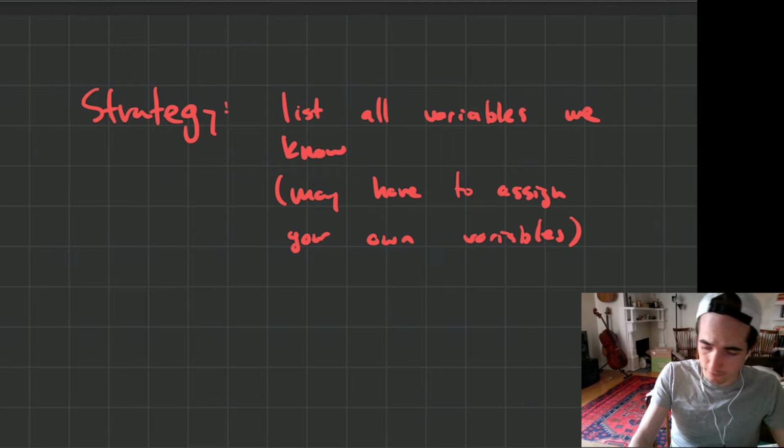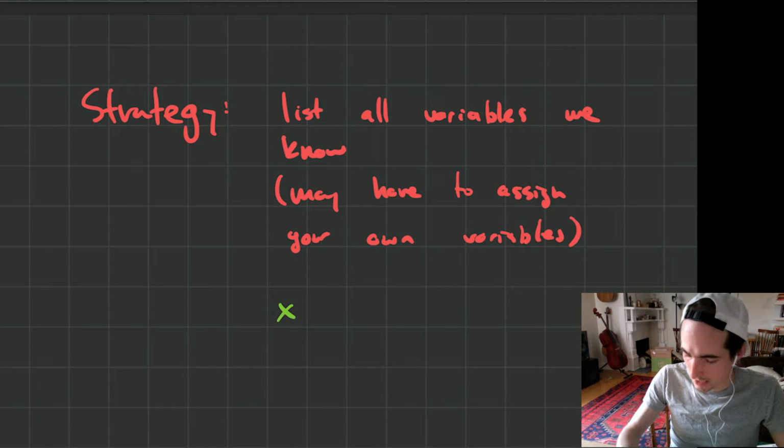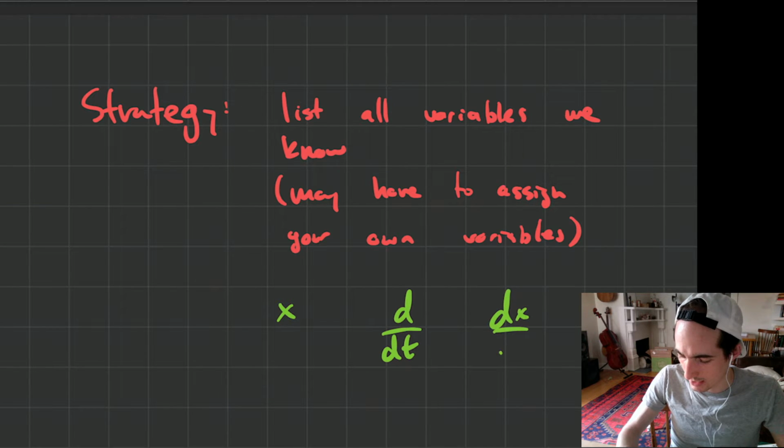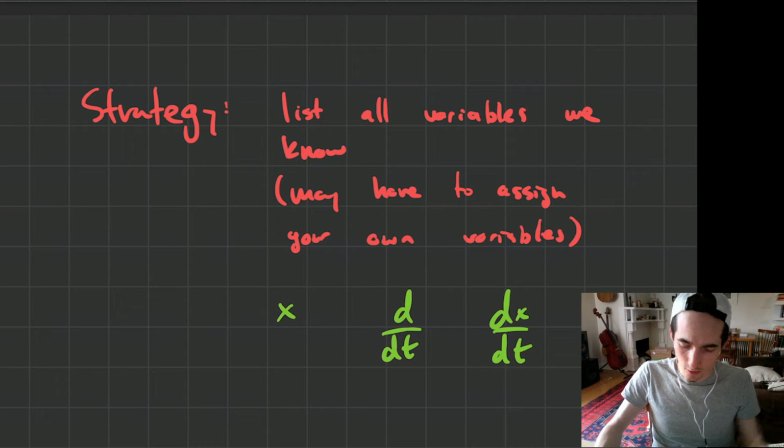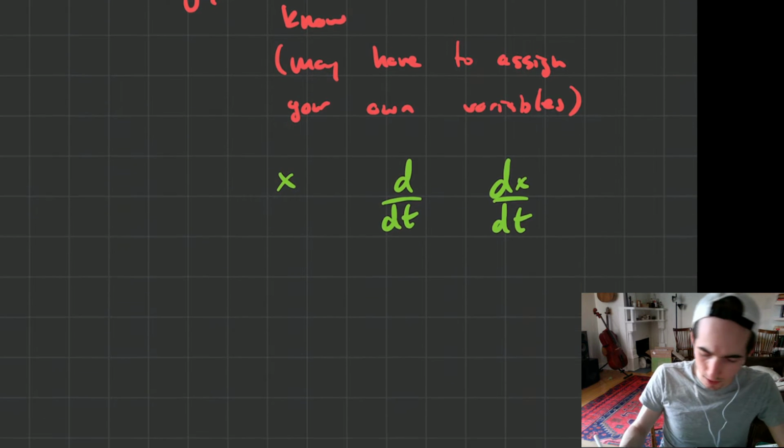So you might have to have like an x, tell me what d by dt is, like dx by dt. You just list everything that you know. Okay, so that's the first part of your strategy.